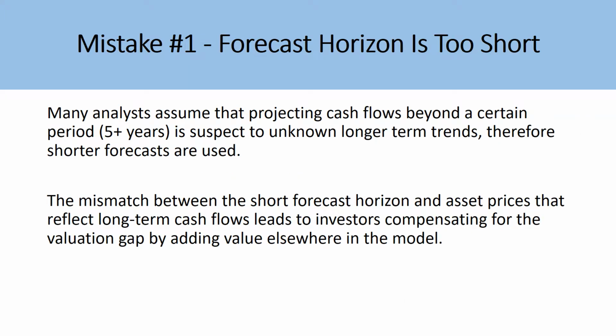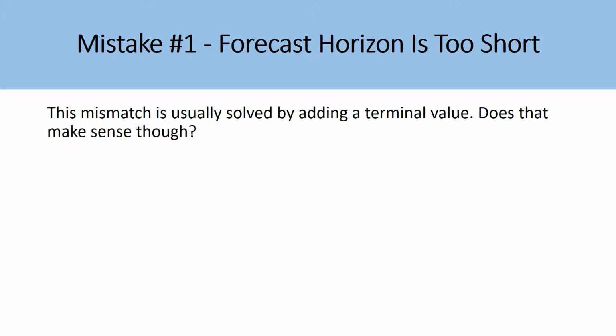So mistake number 1, probably the most common one, is that usually in the discounted cash flow model, the forecast horizon is too short. Many analysts assume that projecting cash flows beyond a certain period, usually 5+ years, is subject to unknown longer-term trends, and therefore shorter forecasts are used. The mismatch between the short forecast horizon and asset prices that reflect long-term cash flows leads to investors compensating for the valuation gap by adding value somewhere else in the model. This mismatch is usually solved by adding a terminal value.